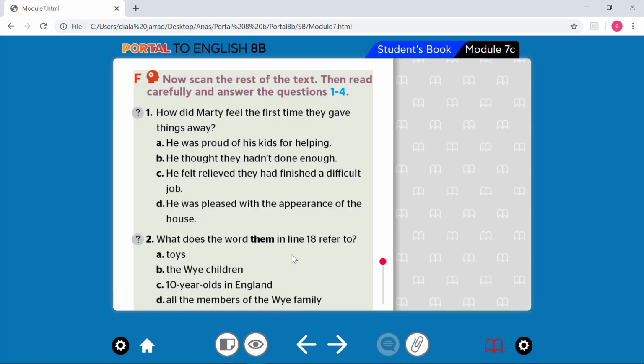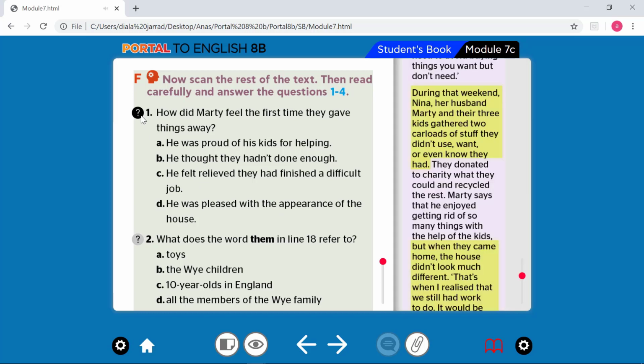Let's go and continue. How did Marty feel the first time they gave things? He was proud of his kids for helping. He thought that they hadn't done enough. He felt relieved they had finished a difficult job. He was pleased with the appearance of the house. Okay, so the answer, let's check it.